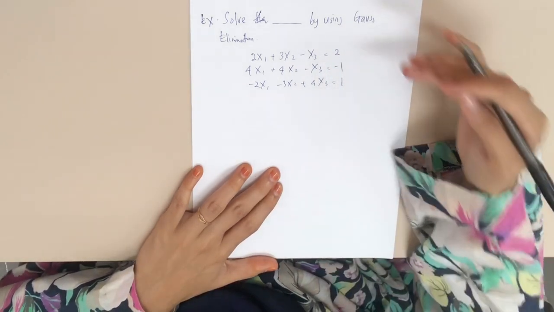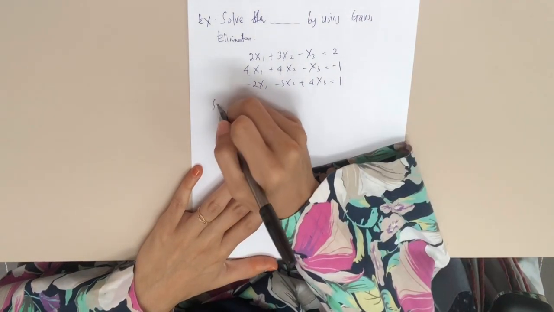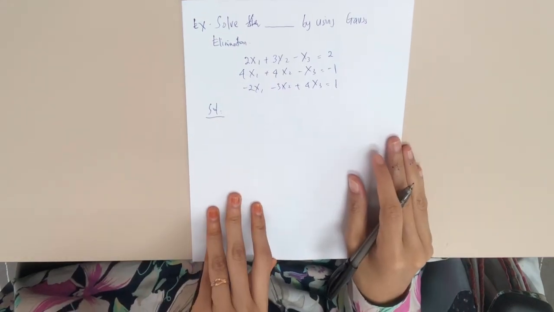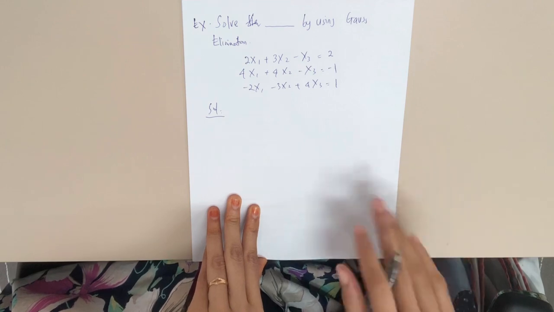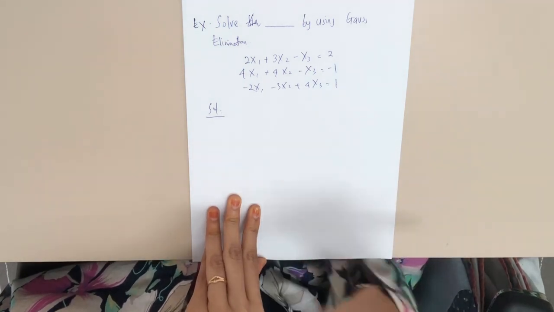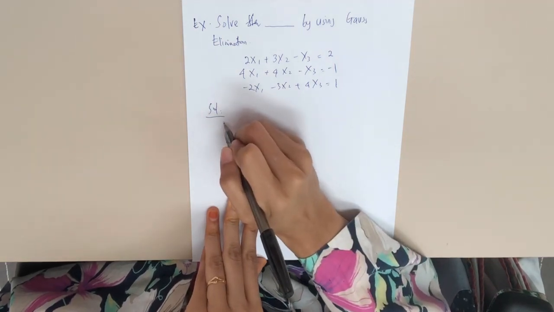So the question asks you to solve this linear system by using Gauss elimination. Okay, so now we go to the solution. The first step, you can write the matrix form first. Kalau ataupun for me, if you are already familiar, ataupun you dah biasa, you terus jump to augmented matrix. So I suggest you terus jump to augmented matrix lah.